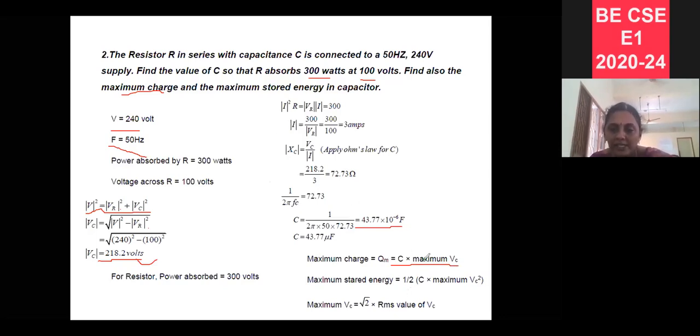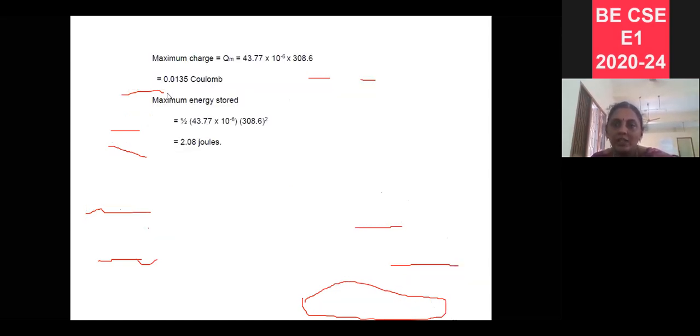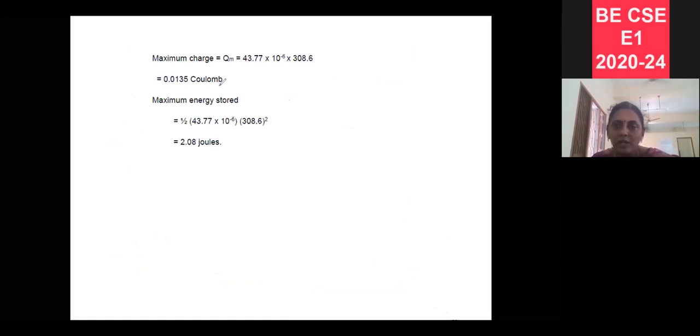Now how do we calculate the maximum of VC? Maximum VC using this formula: square root of 2 into the RMS value of VC. The RMS value we already know, right? So with that you can calculate the maximum of VC. If I calculate the maximum of VC, I will get the maximum charge as 0.0135 coulomb. Okay, 0.0135 coulomb. Are you getting it? See, this is how we calculated.